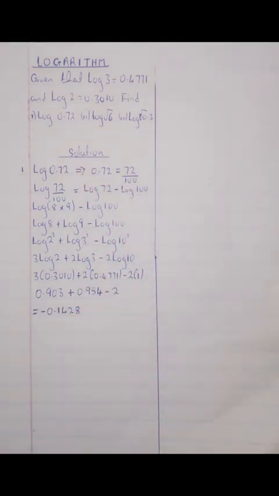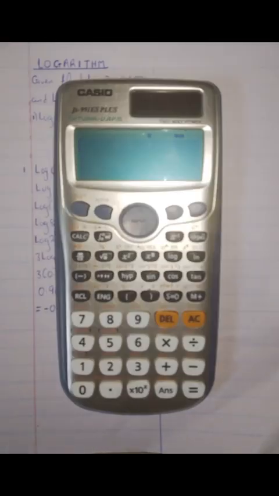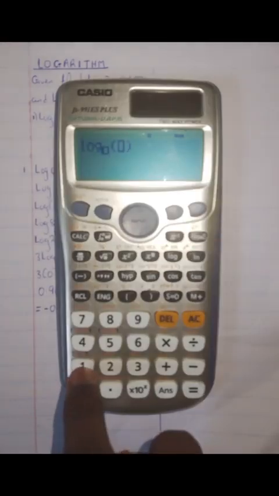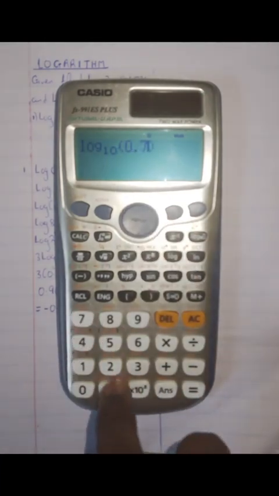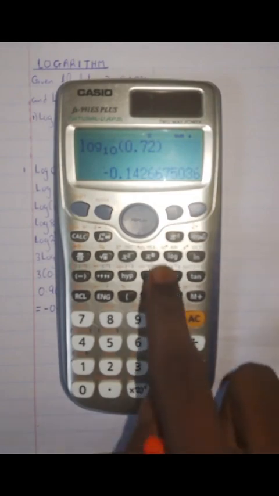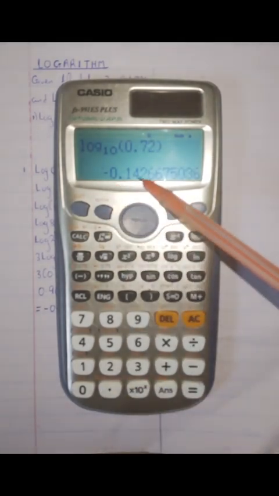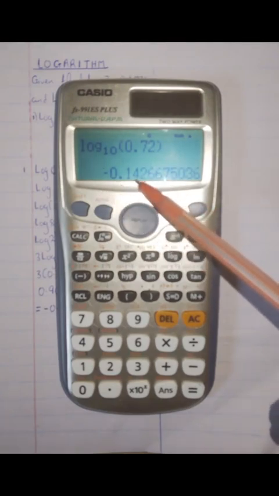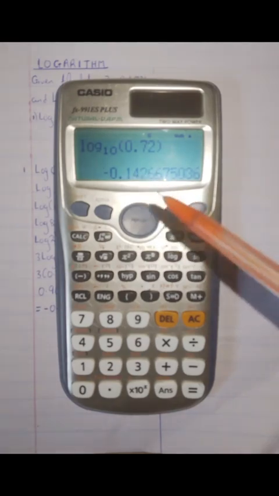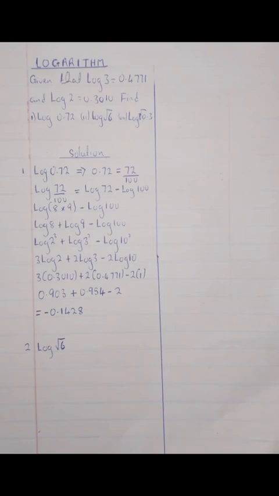Now if you have to verify this with the calculator, press log base 10 of 0.72. So you can see we have minus 0.1426, but ours is minus 0.1428 because ours is solved by hand and this is the calculator. So our answer is 98% similar. So let's solve question 2, log root 6.